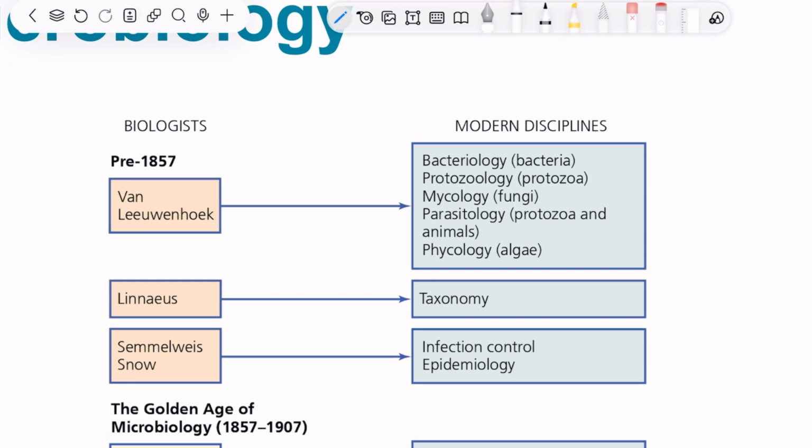Then we have Semmelweis and Snow. Their modern discipline was infection control and epidemiology. Semmelweis promoted hand washing to prevent infection, whereas Snow is known for his work in controlling the cholera outbreak and establishing the foundation of epidemiology.